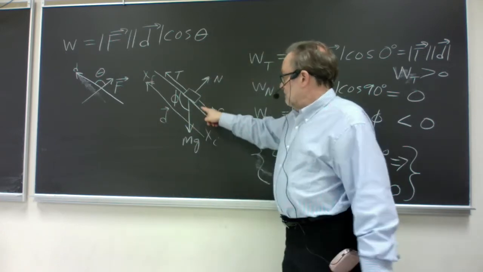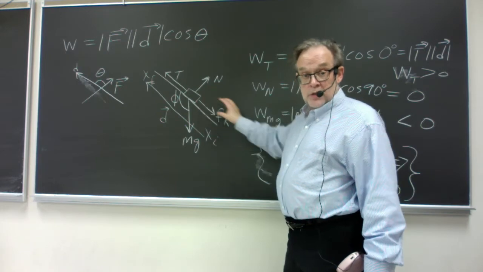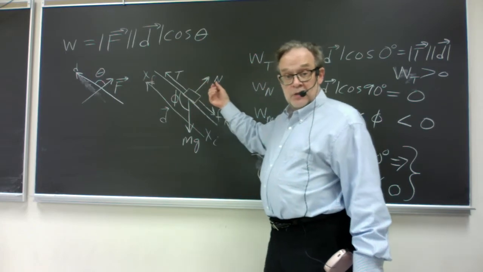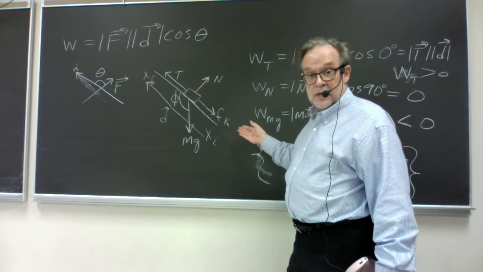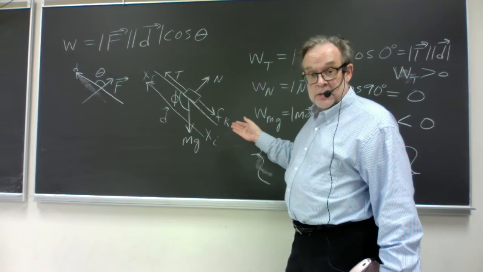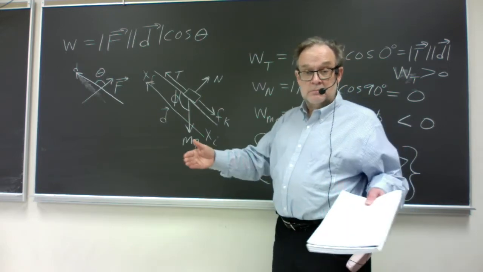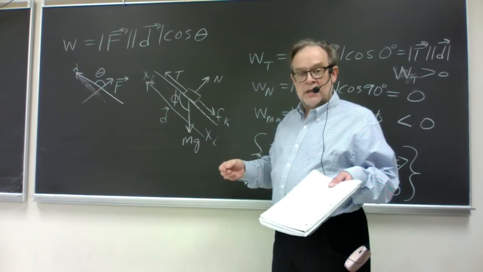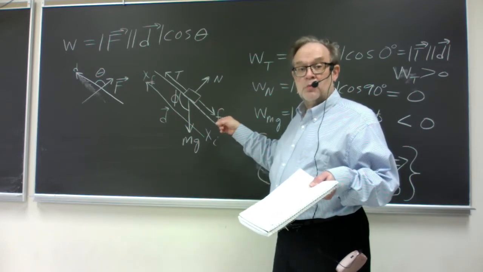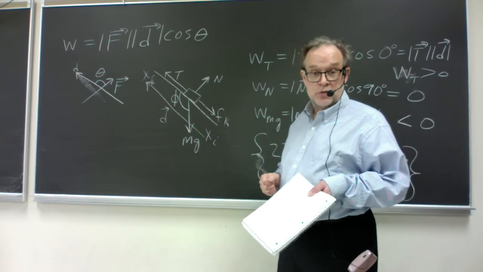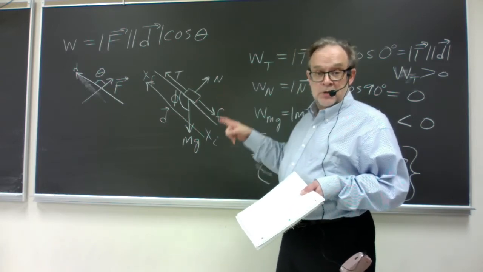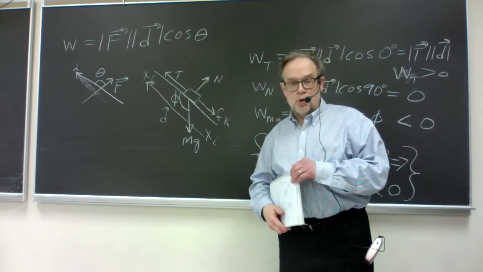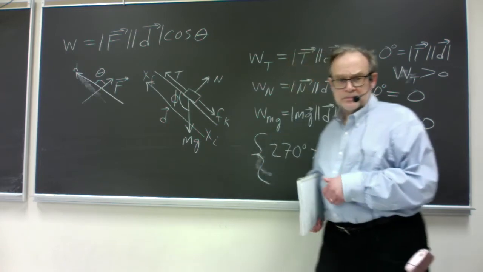And then the surface is not perfectly smooth, so as the crate slides, it feels a force of kinetic friction. Whenever something slides across some surface that isn't perfectly smooth, there's always kinetic friction, and kinetic friction always points opposite to the direction of motion. The crate is moving uphill, so the kinetic friction force points downhill. And then what kind of work do we get from those four forces?